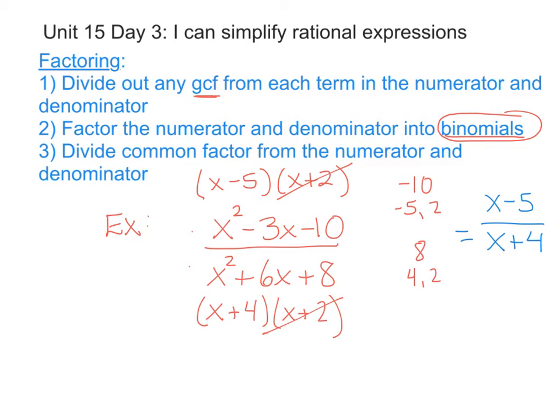All right, let's look at another couple. So 2 more. Let's say we have x squared plus 3x plus 2 over x squared plus 7x plus 10.